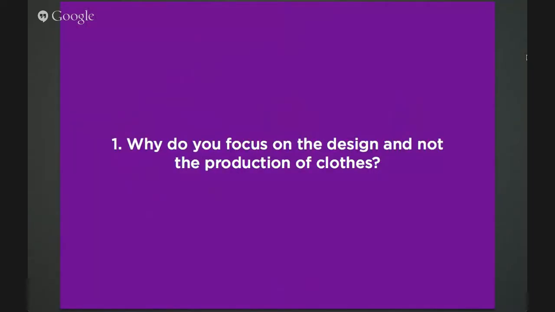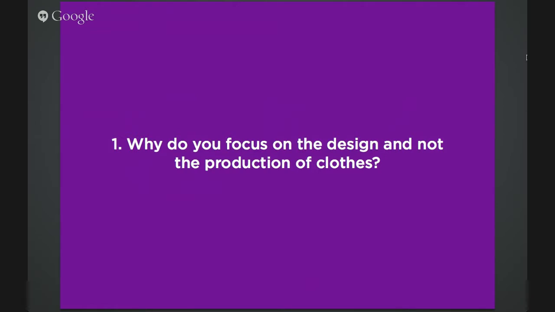So the very first question that I would like to give an answer to is, why do you focus on the design and not the production of clothes? This is a question that I received, and I do understand it. I was asked, why do you focus on design and the selling of clothes while the harm for the environment and the workers happens during the production of clothes?